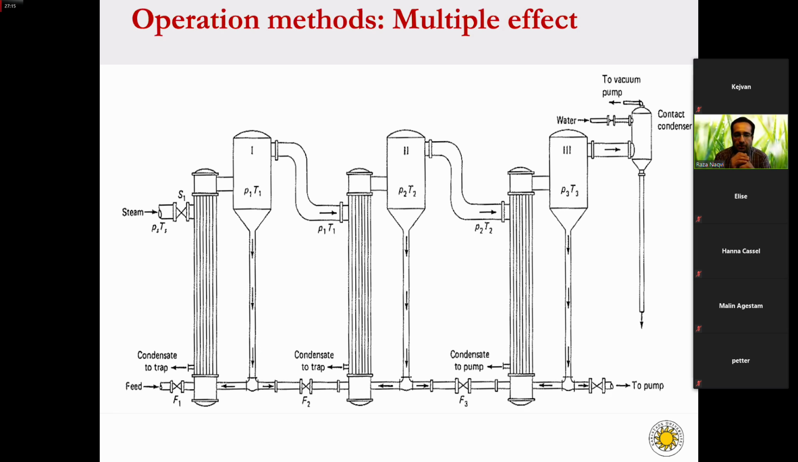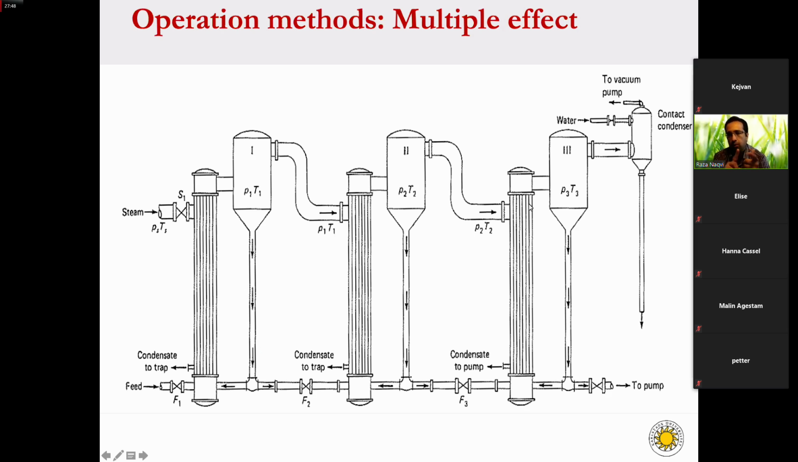So what happens in the first evaporator, if we take this example? In the first evaporator, we add steam in order to increase the temperature within the evaporator, and the steam is taken out as a condensate after transferring the heat to the boiling liquid. And the vapors from the first evaporator are used as the heating medium for the second evaporator, and the vapors from the second effect are used as a heating medium in the third effect evaporator.